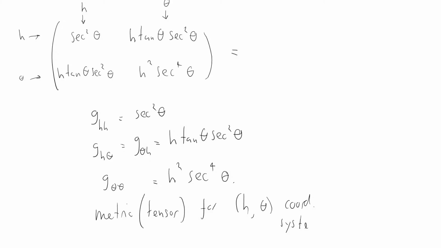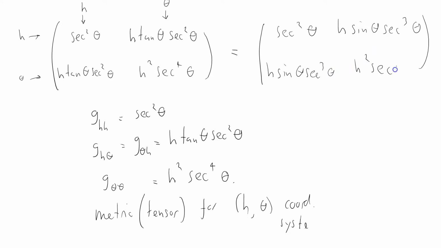General relativity, step by step. Before I start, there's one thing I've got to do that's been driving me nuts over the weekend. I'm going to rewrite this off-axis, off-diagonal term. It's h sine theta sec cubed theta, and here's h squared sec to the 4th theta. It's been driving me nuts.